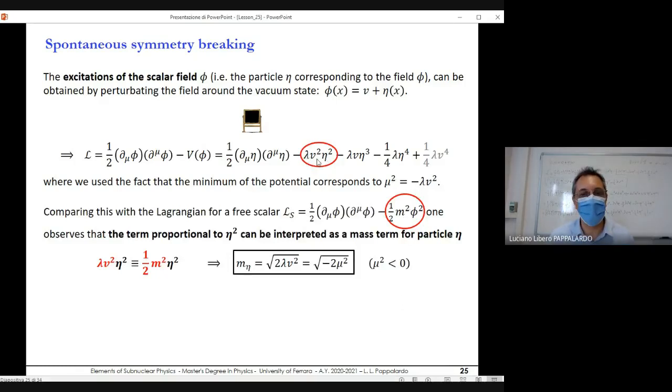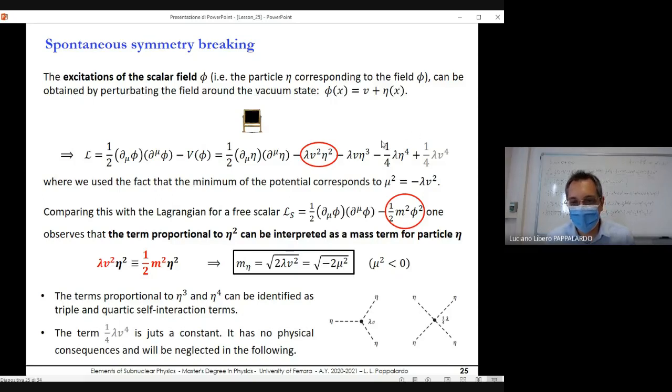We have a term which is lambda b square eta square. So it is a term which is quadratic in eta. And so if you compare this with the standard Lagrangian for scalar boson, the Klein-Gordon Lagrangian, you see that this term, which is quadratic in the field, corresponds indeed to a mass term, okay? So this term here in the Lagrangian has to be in the form of 1/2 m square eta square, just like this one here. And so by equating these two objects, we can now obtain the expression of the mass of this new particle, which arises as an excitation of the field around the vacuum. So we just invert this and you obtain that the mass of this particle is square root of 2 lambda b squared, or square root of minus 2 mu squared, where mu squared has to be negative.